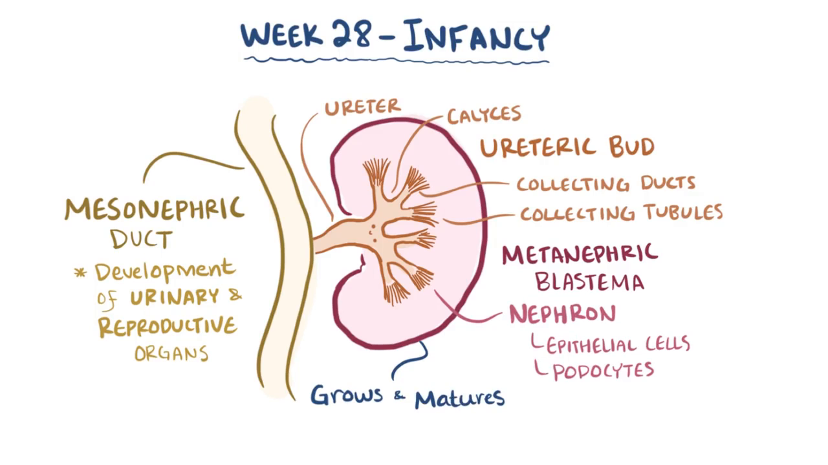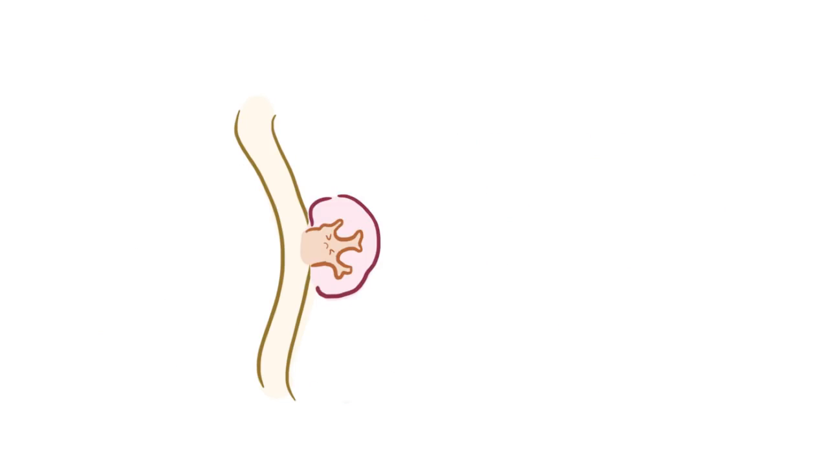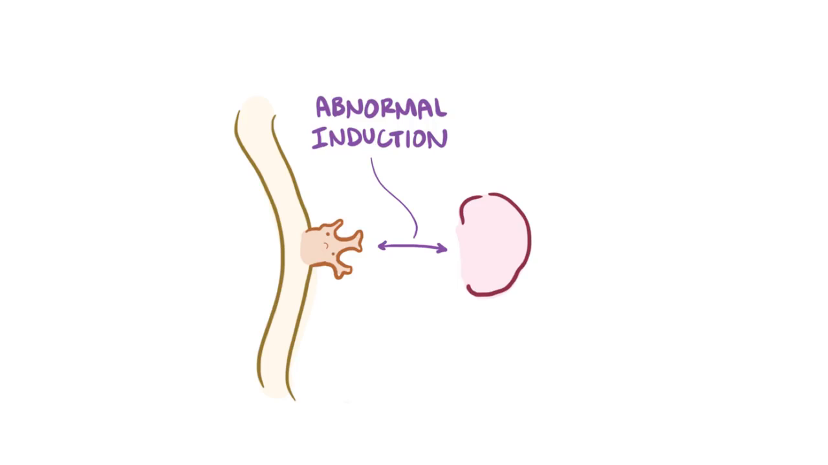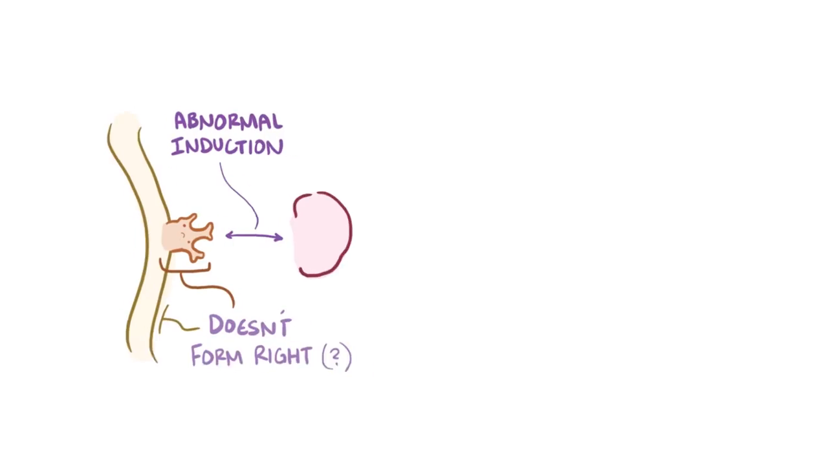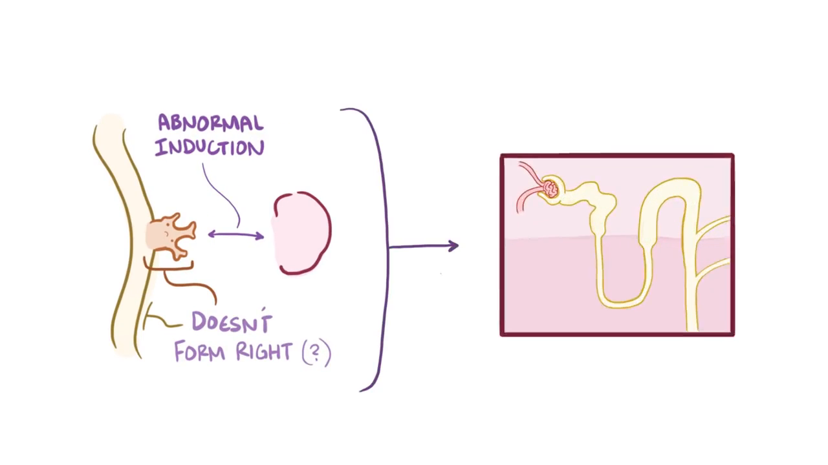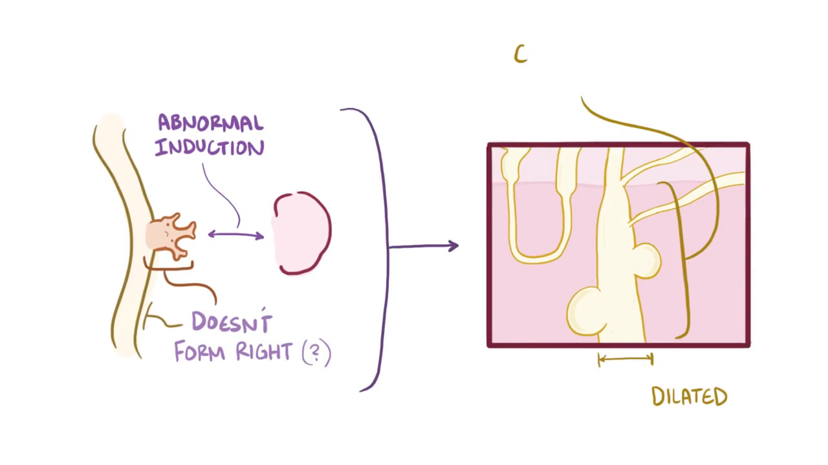Although not completely known, it's thought that medullary sponge kidney is a result of some sort of abnormal induction of the metanephric blastema by the ureteric bud. This failure might be the fault of the mesonephric duct not forming right, or the ureteric bud not forming right, or both. Whatever the case, in medullary sponge kidney, the hallmark features are dilated collecting ducts, meaning enlarged, as well as small cysts that form around the collecting ducts.